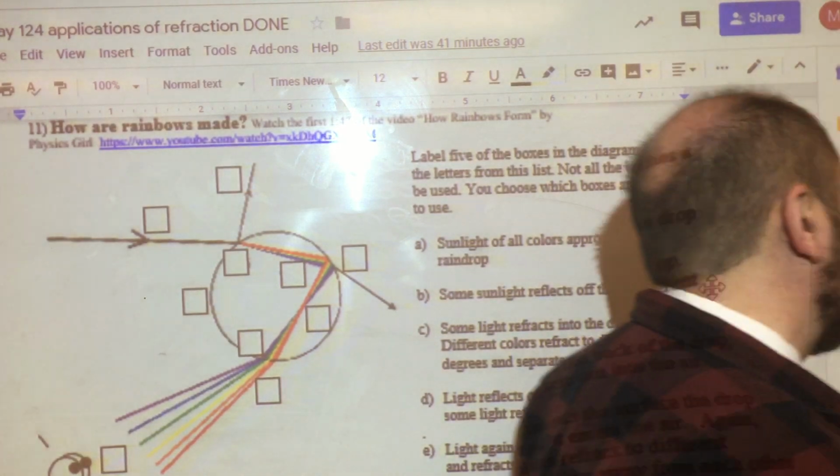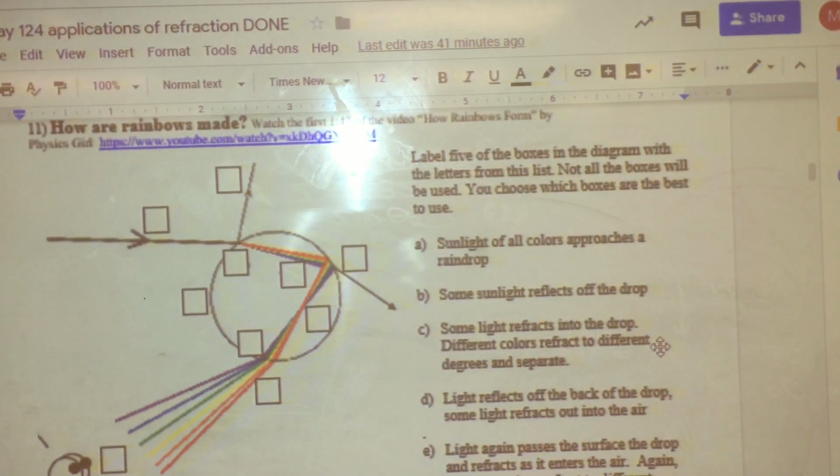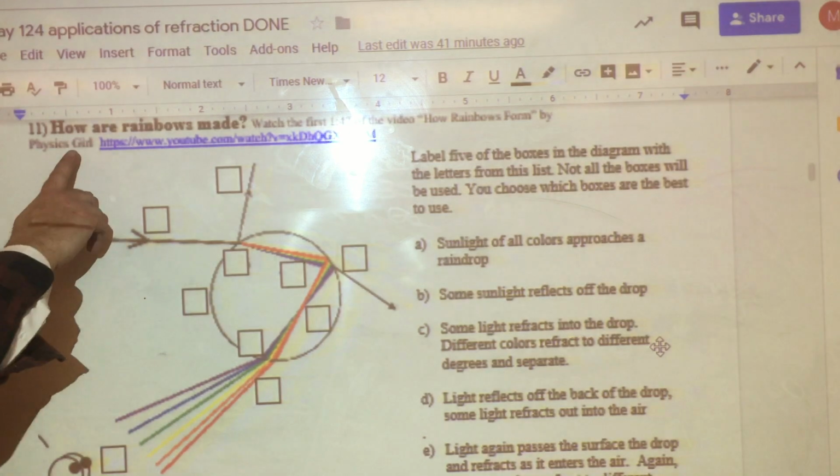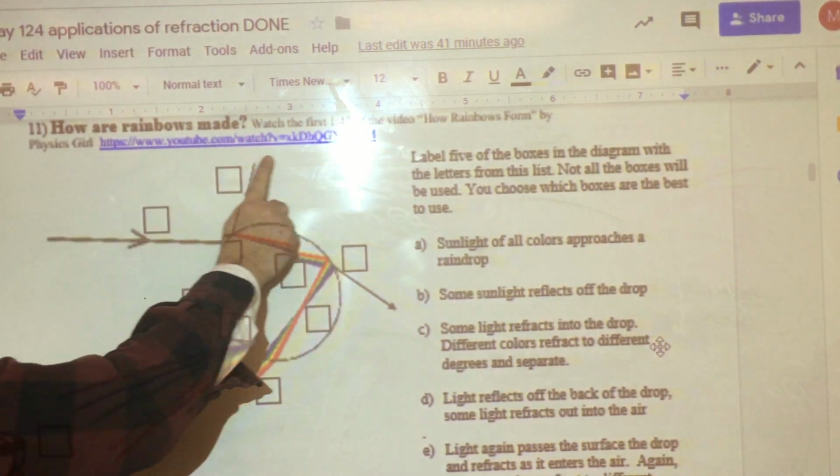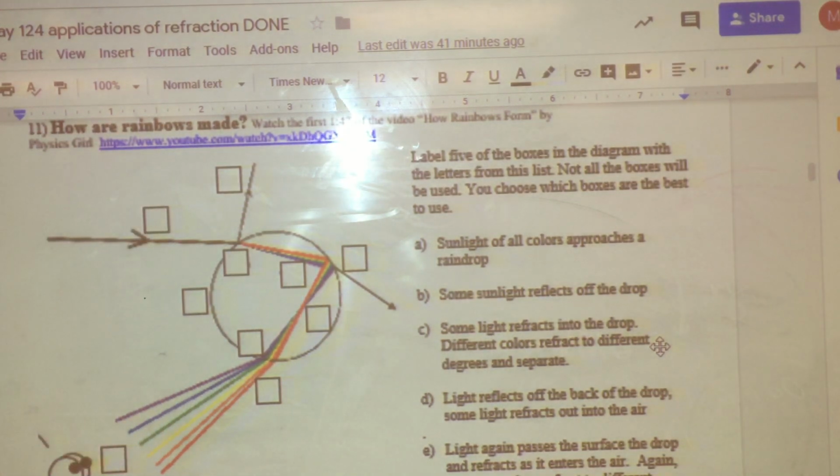How are rainbows made? Label 5 of the boxes in the diagram with the letters from the list. Not all the boxes will be used. You will choose the boxes that are best used. Okay, to do this, we should first look at this video right here. I will let you watch that on your own.